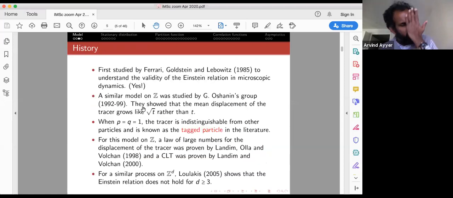Okay, so let me describe a bit about the history of this model. This was first studied, as far as I know, by Ferrari, Goldstein and Lebowitz in 1985. They were interested in understanding something called the Einstein relation, and let me not get into it. It's a major breakthrough in physics.